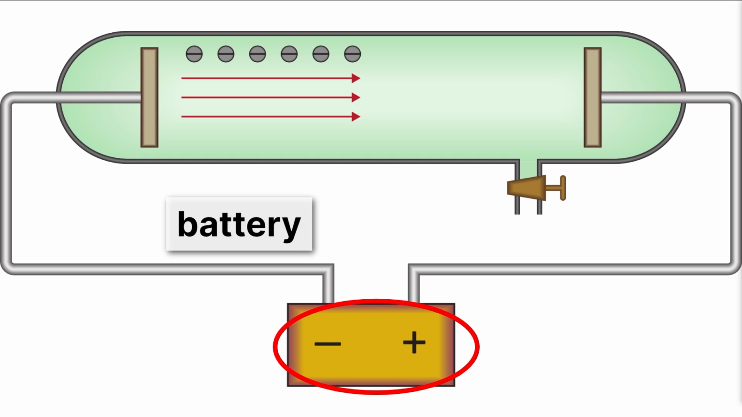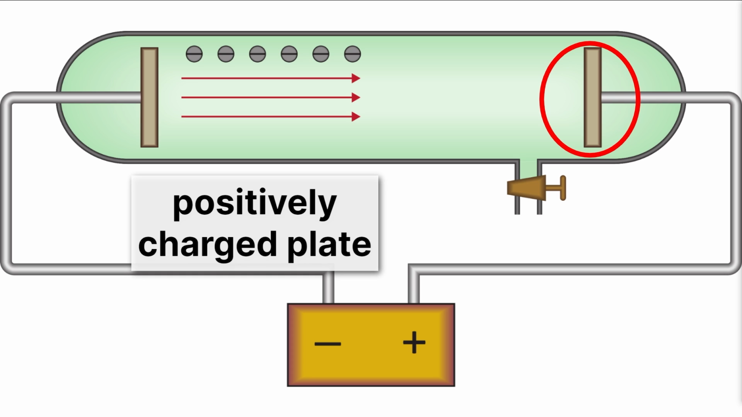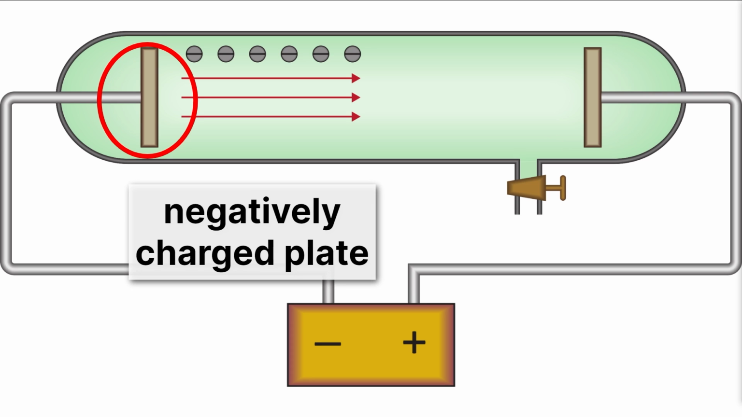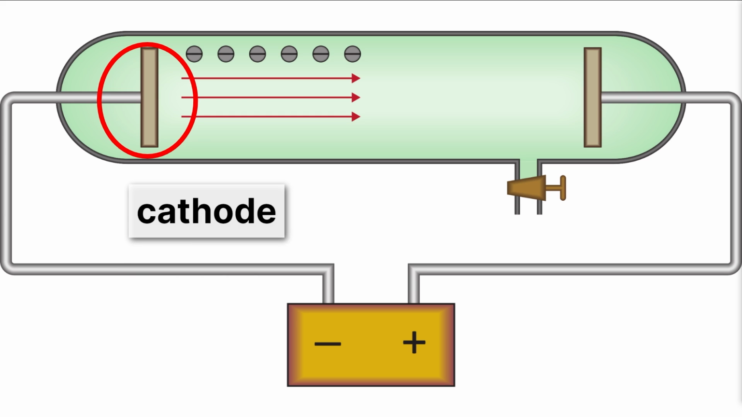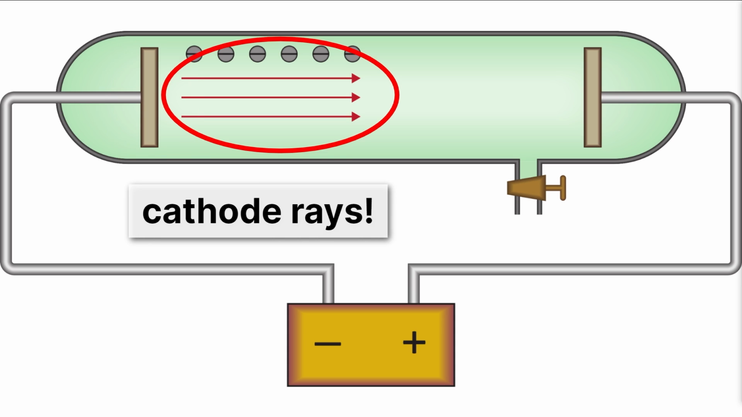So on the right-hand side, we have a positively charged plate. And on the left-hand side, we have a negatively charged plate because they're attached to batteries. Here's the thing, a negatively charged plate, it's called a cathode in this case. So that cathode is shooting things off of it, represented by those red arrows. And so those were called cathode rays because they came off of the cathode.